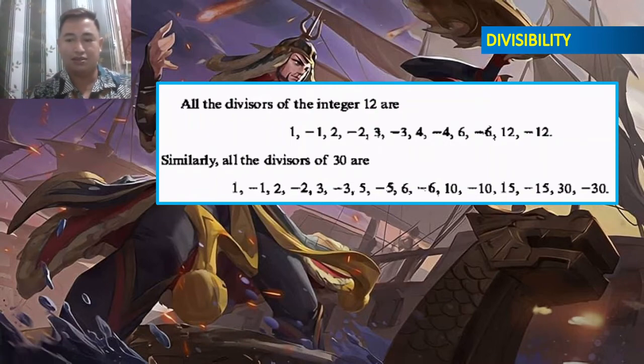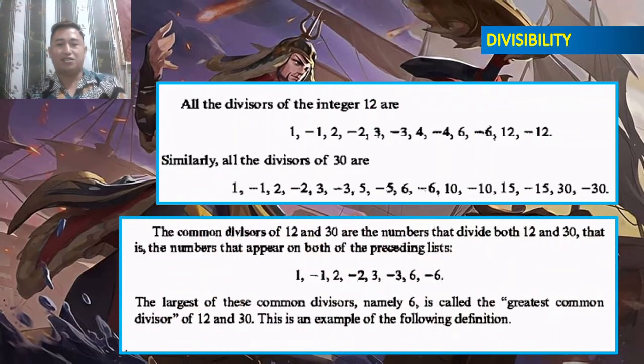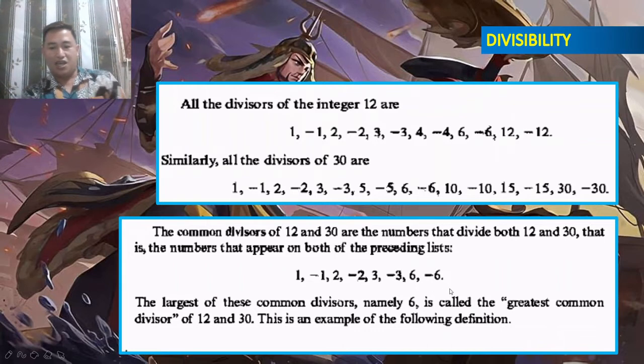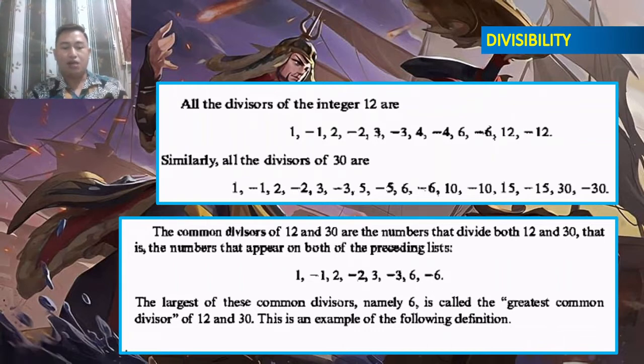The common divisors of 12 and 30 are the numbers that divide both 12 and 30. So the common divisors are 1, negative 1, 2, negative 2, 3, negative 3, 6, and negative 6. The largest of these common divisors, namely 6, is the biggest, since the others are negative. It is called the greatest common divisor of 12 and 30.